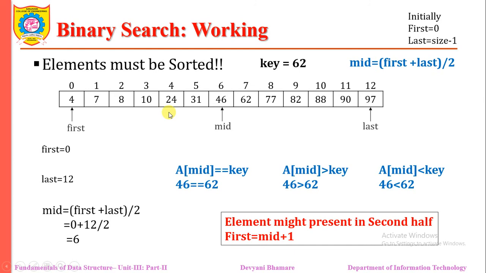So what do we need to do? We need to narrow down our searching array. So first will point to mid plus 1. That means we need to search for the key element from the 7th location to the 12th location.